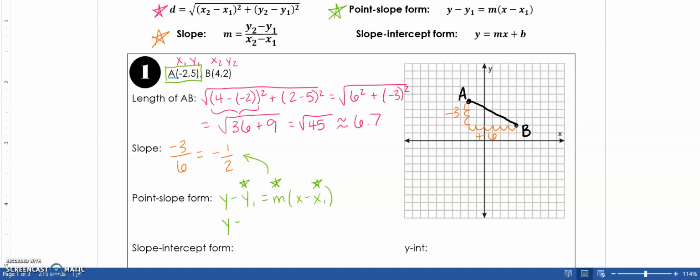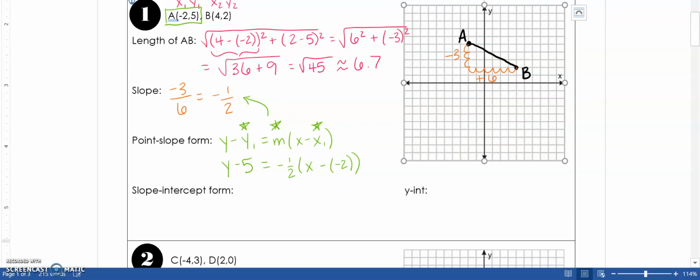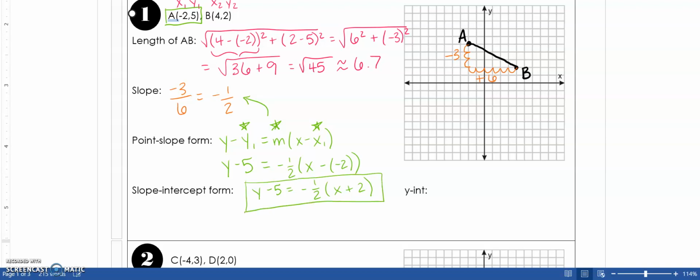So in the end, we end up getting y minus, our y1 is a 5, equals, our slope is -1/2, x minus, and our x1 is a -2. That's the only part that we're actually going to have to simplify. Nothing else gets changed. We're going to write this as y minus 5 equals -1/2 x plus 2. So don't distribute anything. This is our final answer right there. Okay, so that was point slope form.